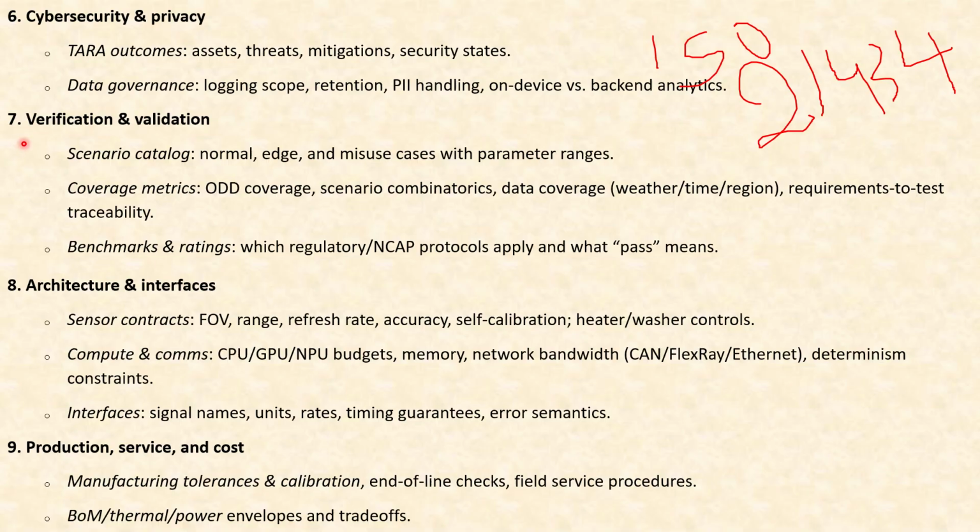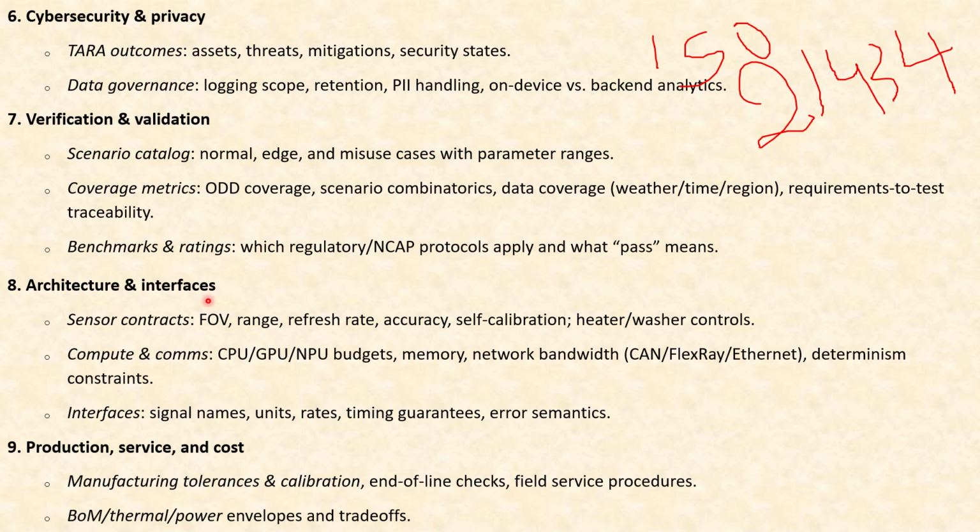Also, these requirements must be verifiable and validatable. When it comes to verification, whether it is a normal verification, an edge verification, or misuse cases, with the parameter ranges, covering a coverage matrix like ODD coverage, when either the whole ODD is tested, scenario combinatorics, data coverage, requirements-to-test traceability, and benchmarks and rating, which regulatory NCAP protocols are applied and what pass means. So this clear outlining, clear notes about verification and validation must be outlined.